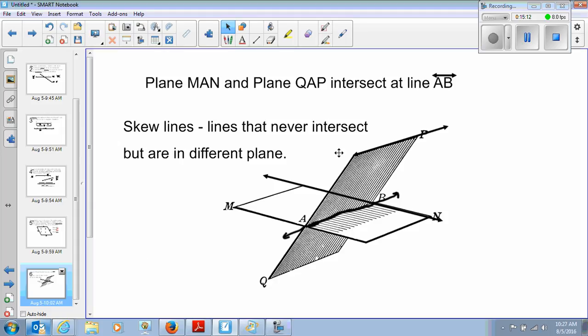We can see that these two lines, this line is part of plane QAP. This line, however, is part of plane MAN, but they're never going to touch.